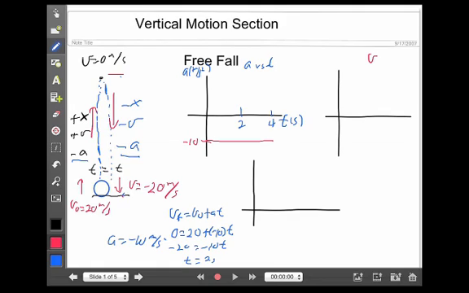Let's look at the second type of graph, which would be a velocity time graph. Now this is a little trickier. Velocity is in meters per second, time is in seconds. Let's use those same time intervals, 2 and 4 seconds. Now, my initial velocity was positive 20 meters per second. After 2 seconds, I reached the maximum height and I stopped. And then in the last 2 seconds, I went from 0 to negative 20 meters per second.